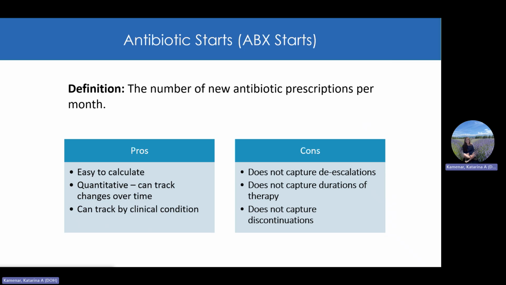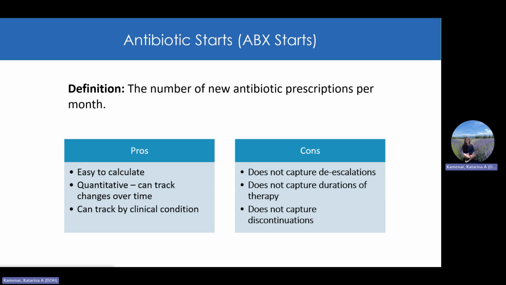Antibiotic starts are an easy to calculate antibiotic use measure. It's simply the number of new prescriptions per month. This is a quantitative measure, which means you can track changes over time. It can be particularly useful if you track starts by a clinical condition such as urinary tract infections or respiratory infections. Antibiotic starts is a good measure if you've implemented an intervention to reduce the number of inappropriate prescriptions. So if you've started Loeb criteria for urinary tract infections, you would likely see a decrease in your antibiotic starts if the implementation was successful.